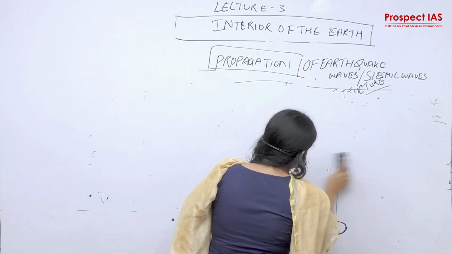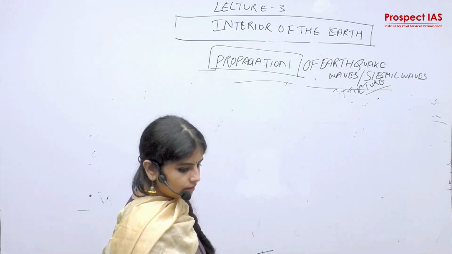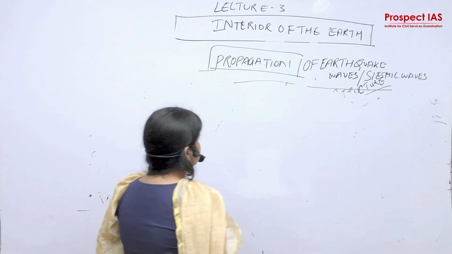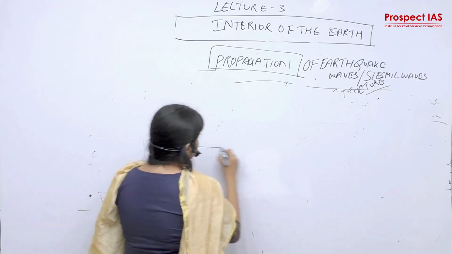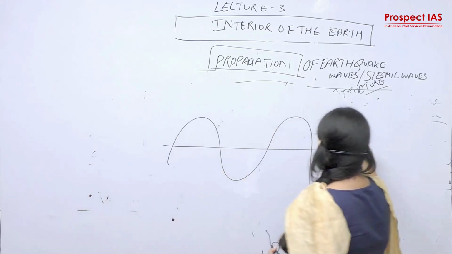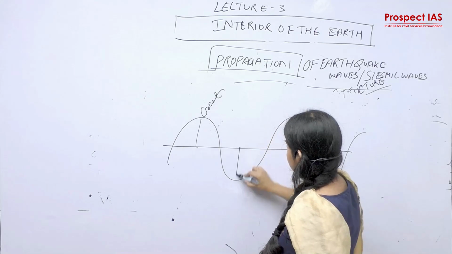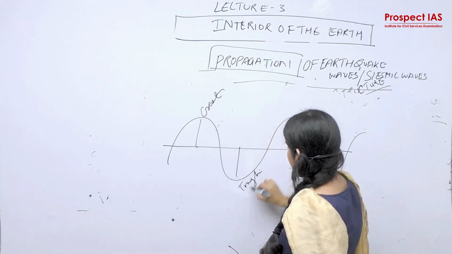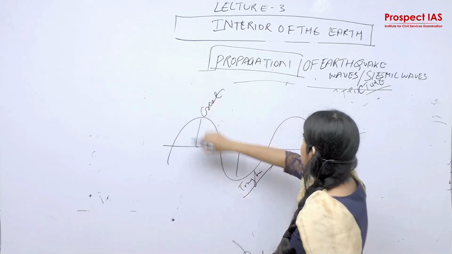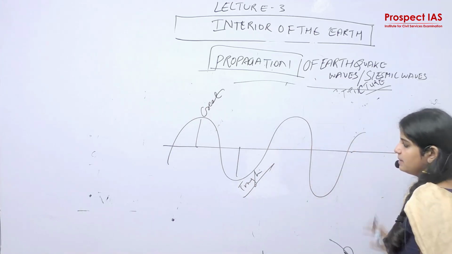They pass through. So this is how the seismic or earthquake wave travels in a crest and trough manner. This is your crest, this is your trough. So this is how an earthquake wave travels through any matter. This generally creates a set of vibrations.